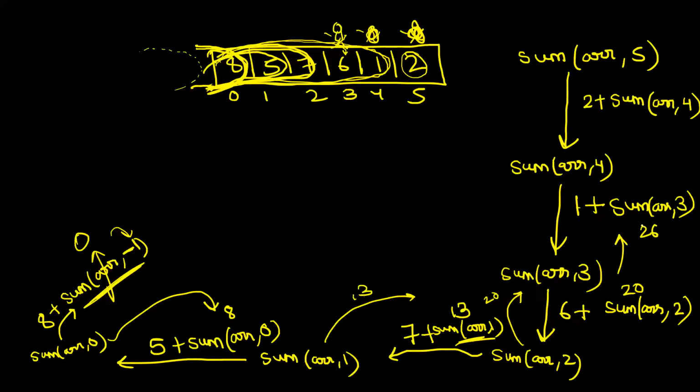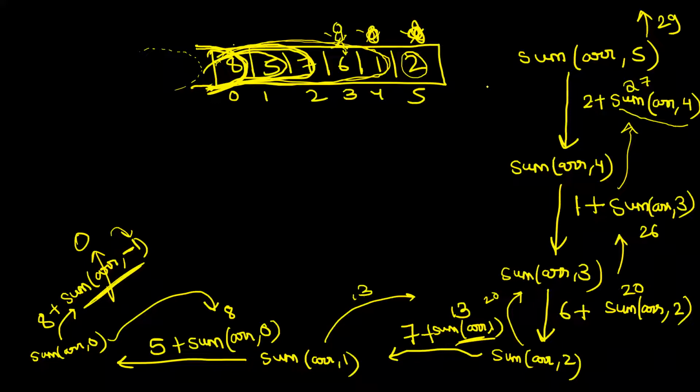Then 1 plus 26 is 27. So sum of ARR, 4 will return 27 as the answer. Then what was sum ARR, 5 waiting on? Now think, guys, you don't have to worry about all these things that are going on. I asked, can you tell me the sum of all the array elements till index 5? You tell me, boss, it is nothing but 2 plus the sum of all the array elements till index 4. And now I get the summation till index 4 to be 27. So what is the answer? 2 plus 27 is 29. So this will return the answer as 29. Can you guys verify manually that the summation we have obtained is correct? 8 plus 5, 13, 20, 26, 27, 29.